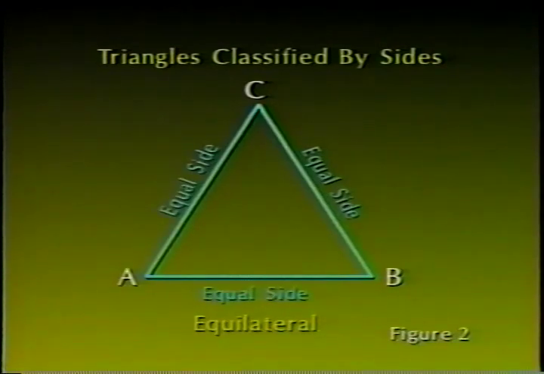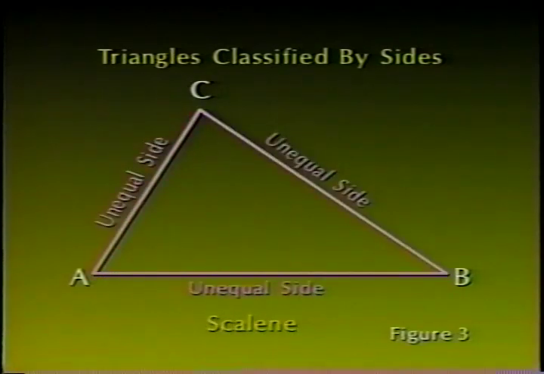The second type of triangle in this classification is shown in figure 2 and is called an equilateral triangle. This one has all 3 sides of equal length. The third and last triangle in this classification is the scalene triangle, and it has 3 unequal sides, as shown in figure 3 in this graphic.